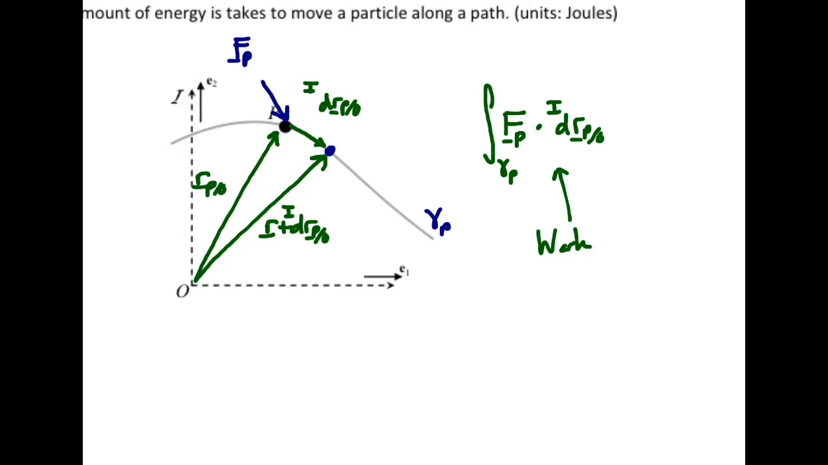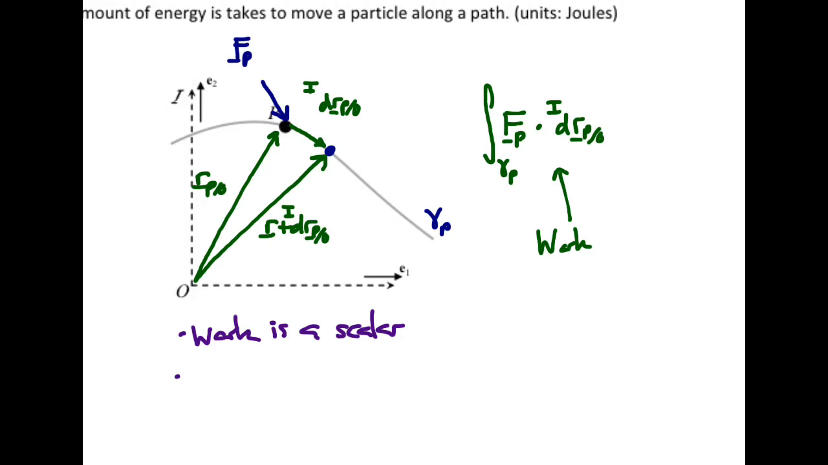So a couple of important things to notice about this quantity is that it's a dot product. And if it's a dot product, we also call that a scalar product. So that tells us that work is a scalar. It's not a vector. Momentum was a vector. Angular momentum is a vector. Linear momentum is a vector. But work is a scalar. That's the first thing to observe.